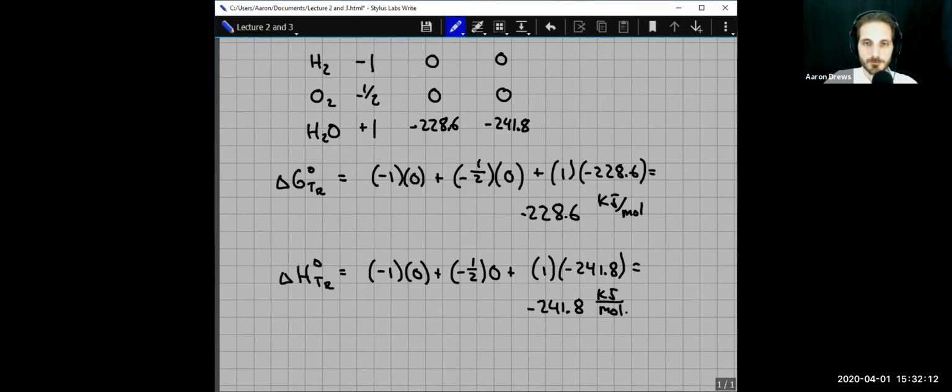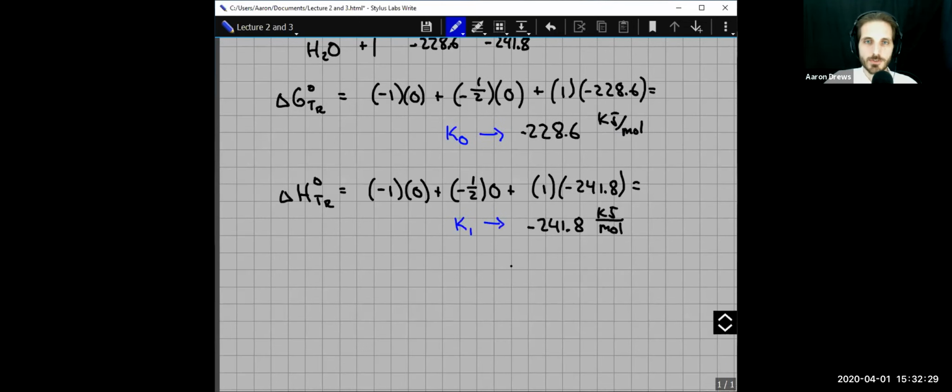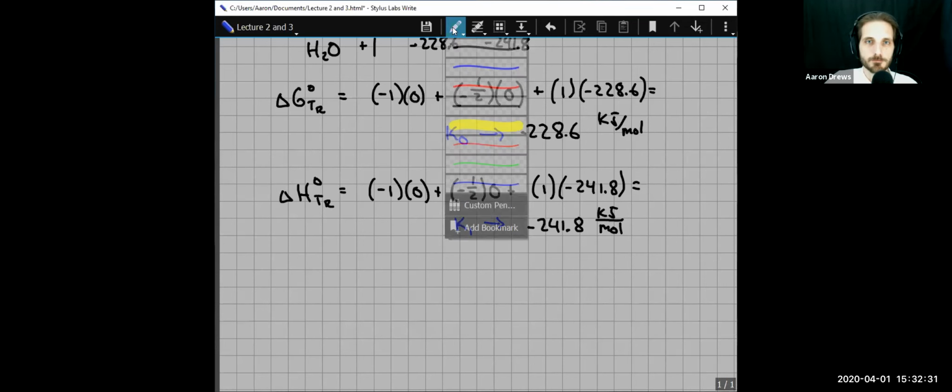These then are the two numbers that we would put into K1 and K2. So, or sorry, K0 and K1. This is the number we put into K0. This is the number that we will put into K1. And those are the two equations that we had before.